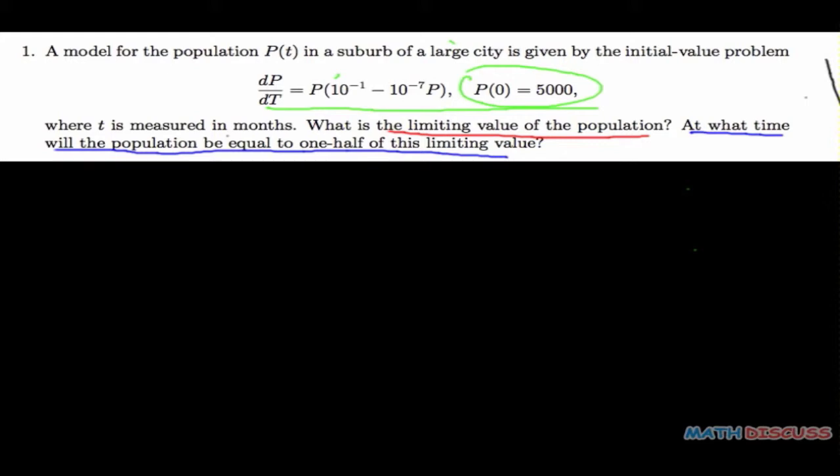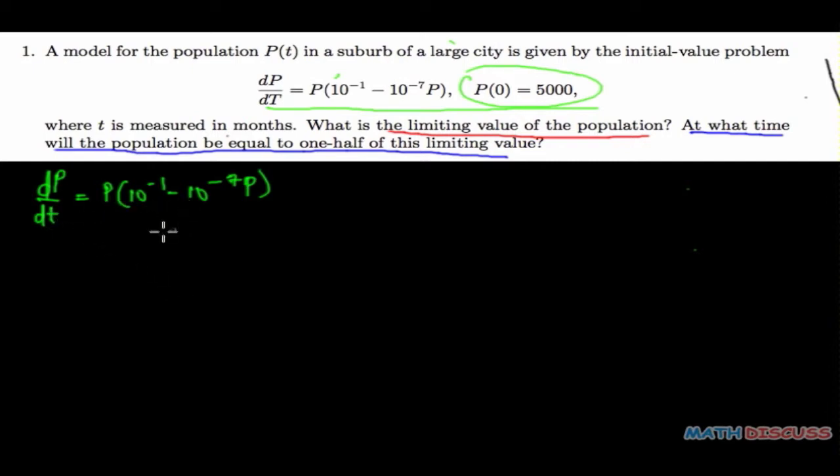So how exactly do we intend to start? The first thing we need to do is solve this differential equation with the initial condition. What we're given is dP/dt equals P times (10 to the power negative 1 minus 10 to the power negative 7 times P). And the initial condition is that at time t equals 0, the population is 5,000. Let's start by solving this differential equation.